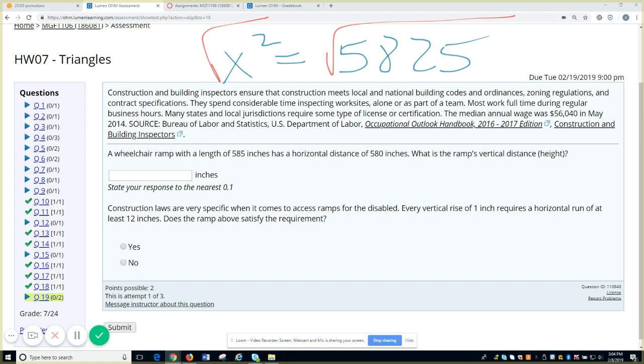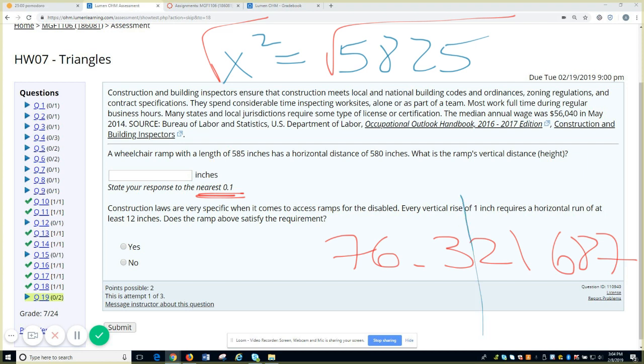All right, so this problem specifically says that we want to round to the nearest tenth. And so when I take the square root, I get 76.32167, and so on. But the nearest tenth means I have to stop here. And this number, because it's less than 5, we don't have to round up. So it's just going to be 76.3. That's the vertical distance of the ramp.